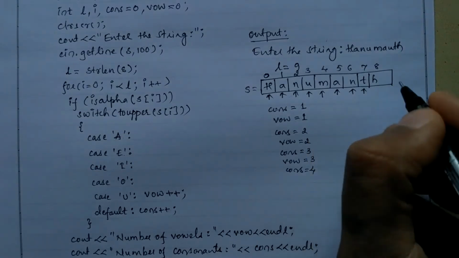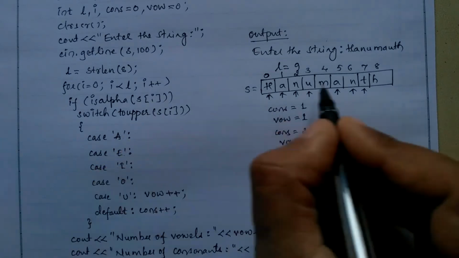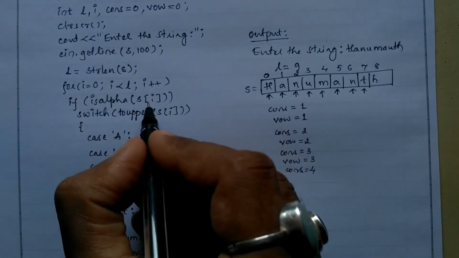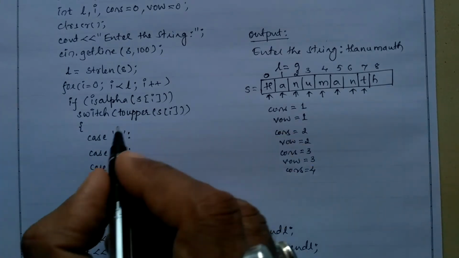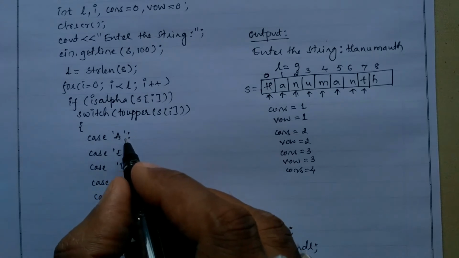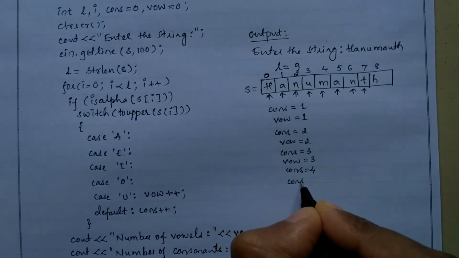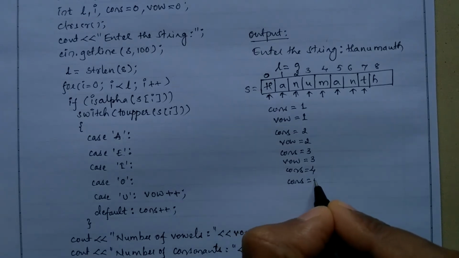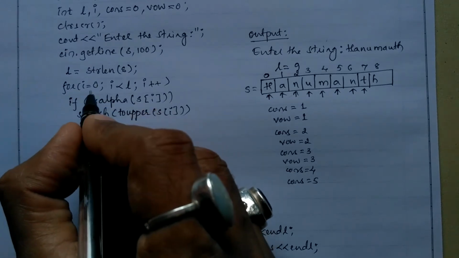Now it is pointing to index number 7. So is alphas of 7, that is t? Yes, it is true. Switch to upper, so lowercase letter t to uppercase letter. So it is going to match with these case labels, and t is not matching with a, e, i, o, u. Hence again it is going to increment the value of consonant. Earlier it was 4, now it is 5. So again control transfers to the for loop by incrementing the value of i by 1.